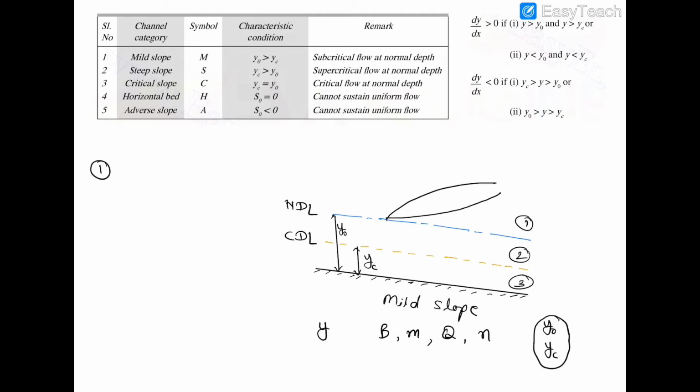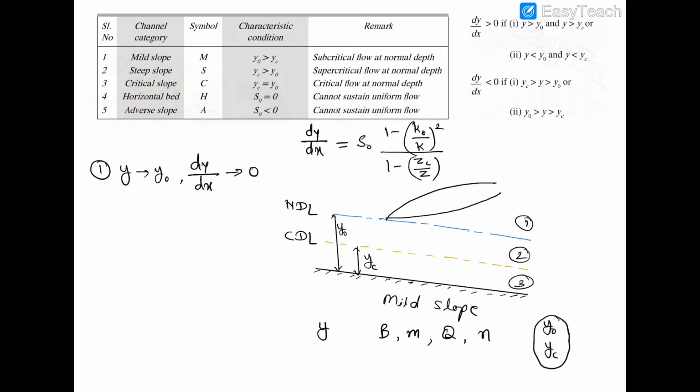First one, when y tends to y0, the dy/dx will tend to 0. What is the differential equation of GVF? dy/dx is equal to S0 times (1 minus (K0/K) whole square) divided by (1 minus (Zc/Z) whole square).